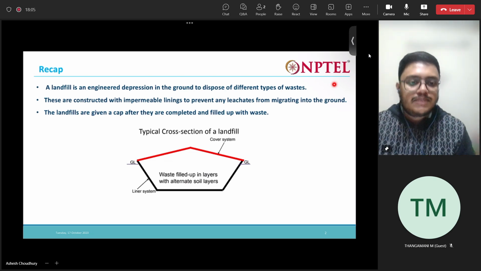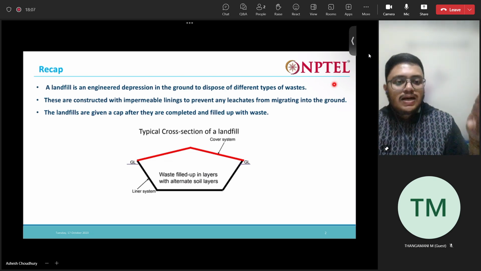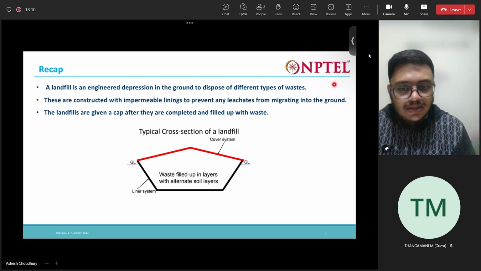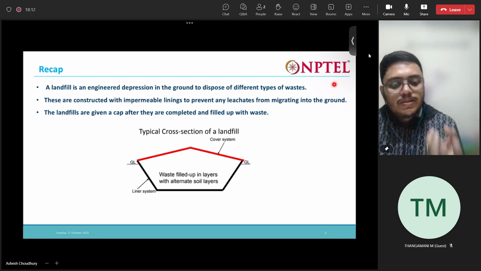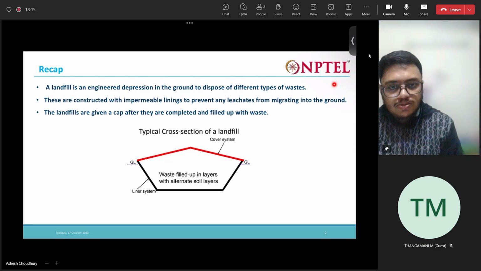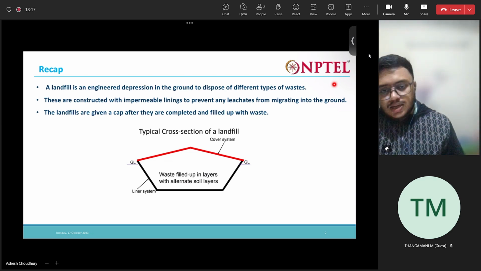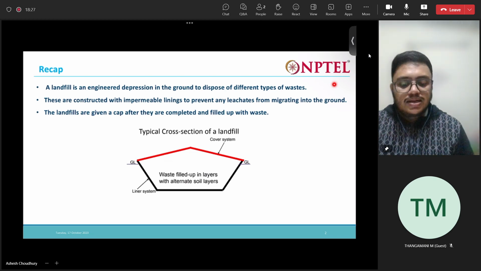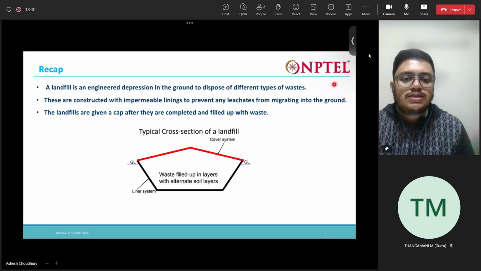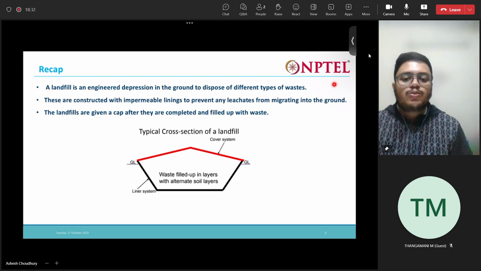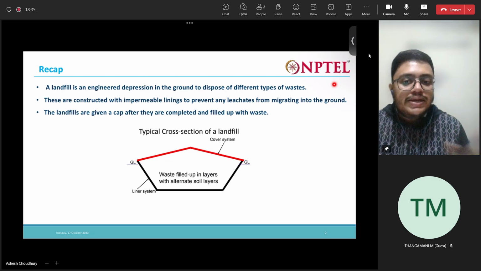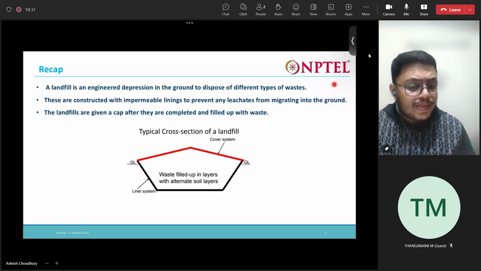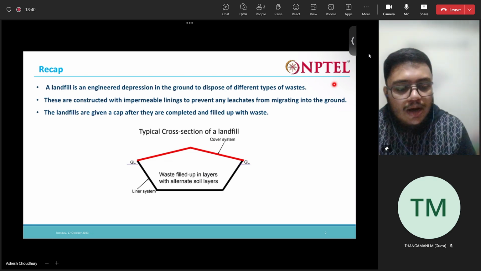What the liner system does is that it prevents the leachate from seeping into the ground. What is leachate? Leachate is nothing but the liquid that is generated from the waste. What will happen if that leachate seeps into the ground? It is going to ultimately disturb the natural soil and change the chemical composition of the soil. Also, it might leach into the groundwater, so the groundwater will be spoiled.